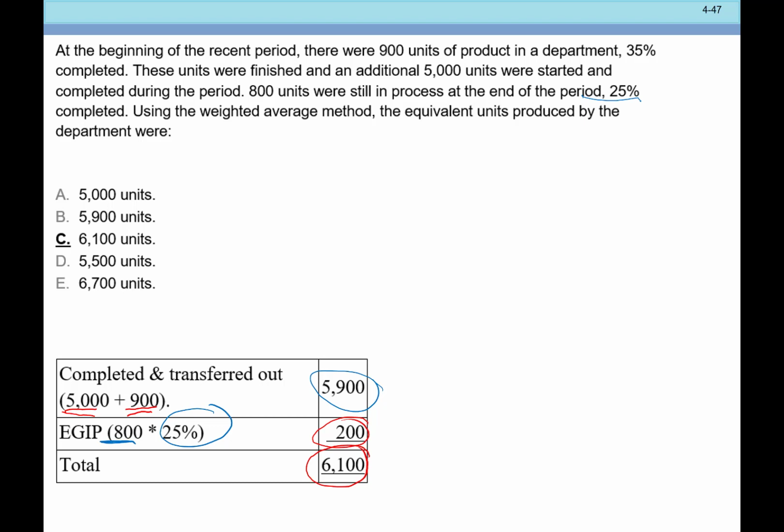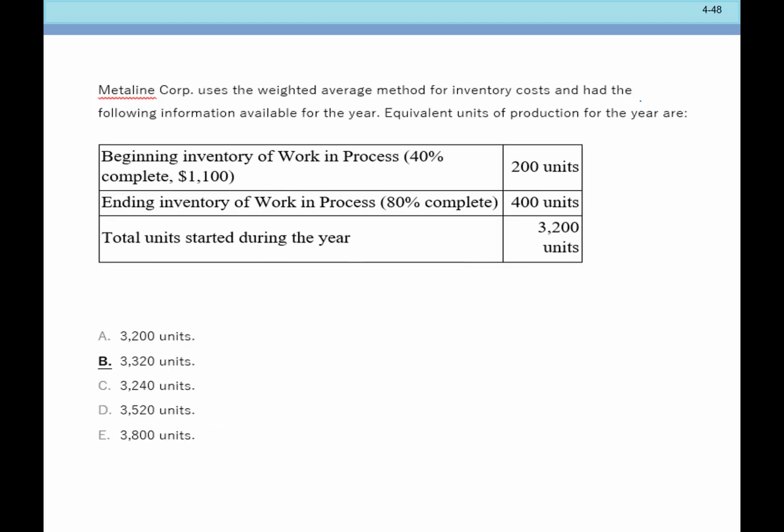And we get to stop there with that one. There was no need to figure out a cost per equivalent unit. So I put that problem in just because the way you got to the equivalent units was a little different than some of the other ones we had looked at. Okay, all right, good. Let's look at this one.